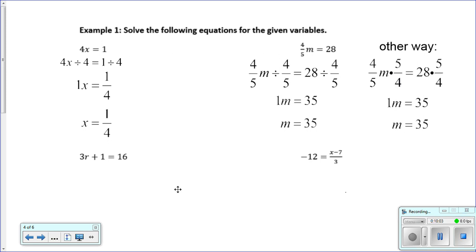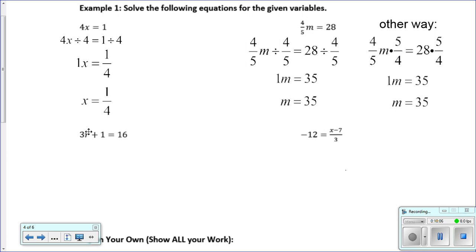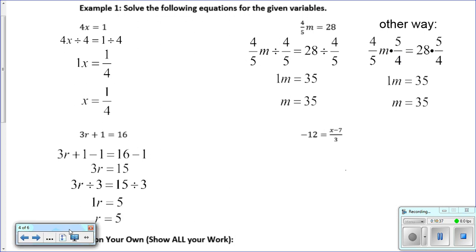Okay? Alright, this one, we got a two-step here. So here, we have to follow SADMEG. So we have multiplication with the R, and we're adding something to that R. So according to SADMEG, we undo the addition first. So I have to subtract 1 from both sides. Okay? And 1 minus 1 will just give me 0. So it just leaves me with 3R. And 16 minus 1 gives me 15. Now I just have multiplication I have to deal with. So I undo that by dividing by 3. So I'm left with 1R equals 5, or just R equals 5.